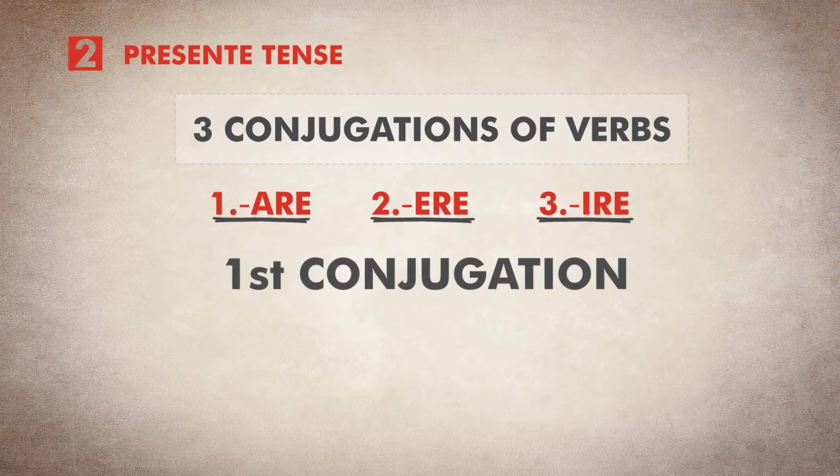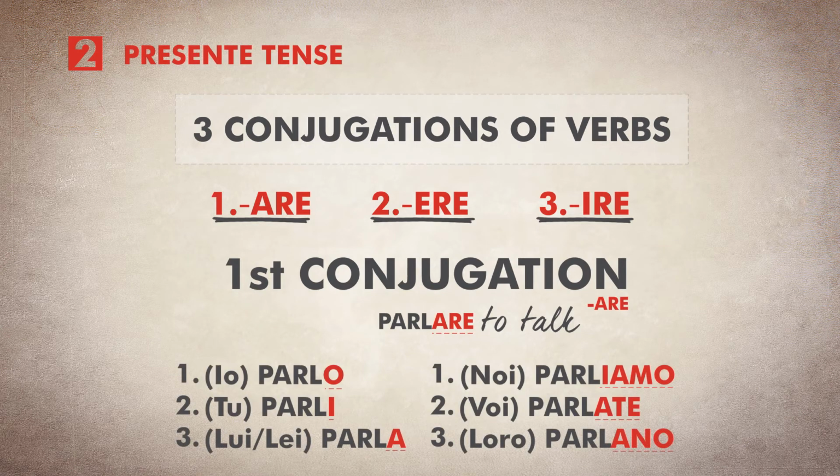We begin with the first conjugation. So let's take the verb parlare, which means to talk. We drop the infinitive ending are, and we add o for the first person singular, io parlo. I for the second person singular, tu parli. A for the third person singular, lui o lei parla.